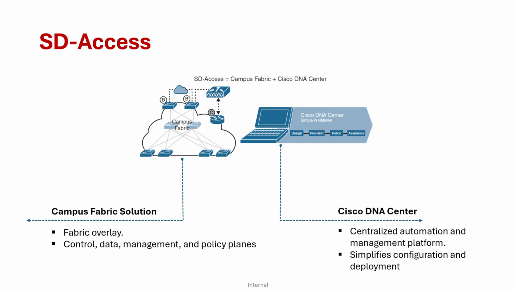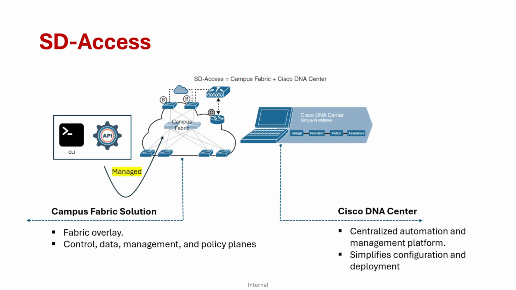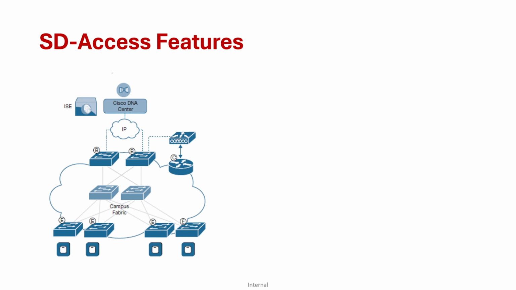When the campus fabric solution is managed via a CLI or an API like NETCONF or YANG, it is called the campus fabric solution. When managed through Cisco DNA Center, that is when you call it an SD-Access solution. Again, I'll repeat: if you are managing the campus fabric via CLI and API, it is called the campus fabric solution. But if you are managing this campus fabric via DNA Center, it is called SD-Access. So let's look at some of the benefits, or the features, of SD-Access.